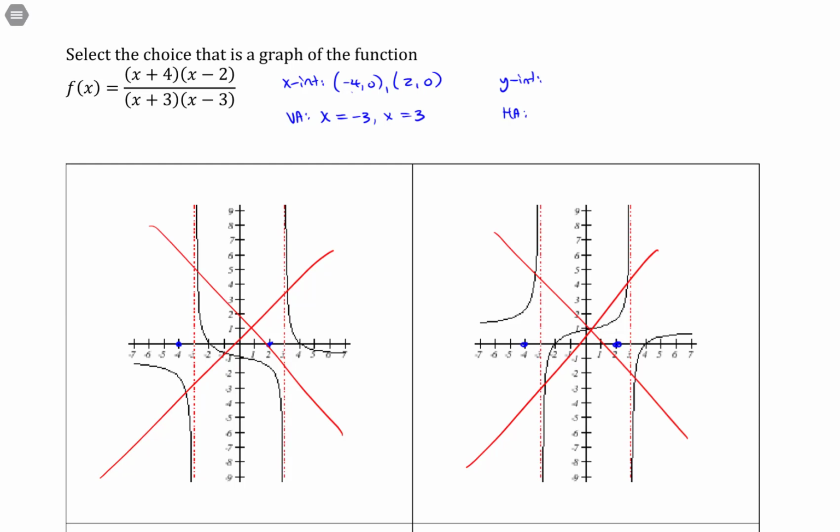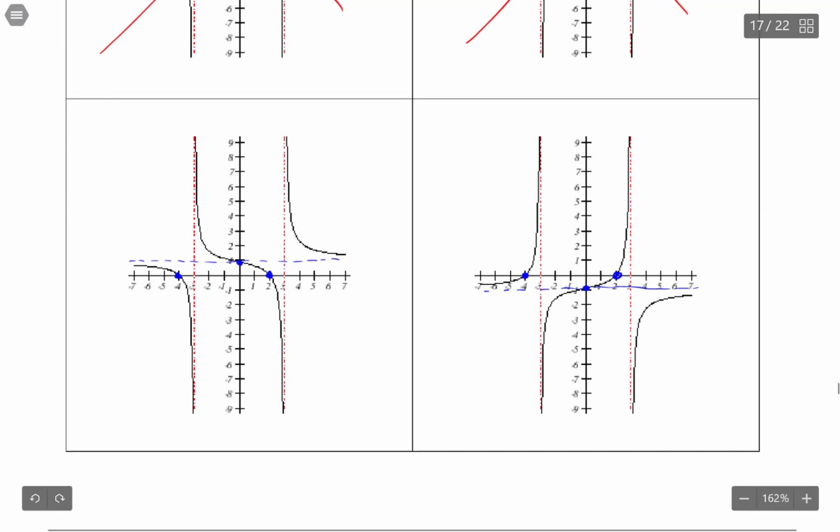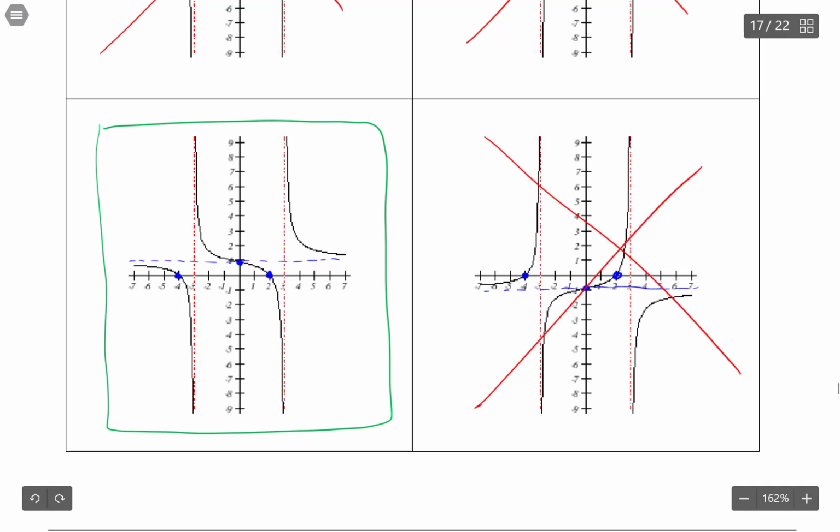So the horizontal asymptote, since I have two zeros in the numerator and two zeros in the denominator, is going to be the ratio of the leading term coefficients, which is y equals 1, because the leading term coefficients in the numerator and denominator are both 1. So positive 1, so that means this graph here is my correct choice. And this one is now ruled out.